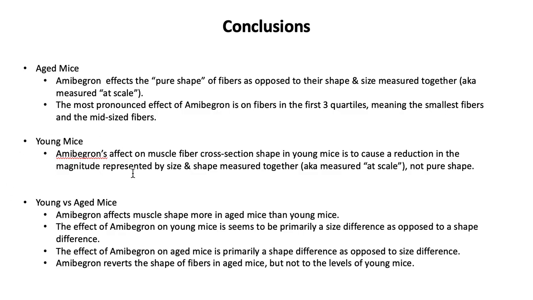In terms of conclusions, you can read the details at the top here, but there's some redundancy, so I'll just highlight the bottom points. The amibigrine affects muscle shape more in aged mice than it does in young mice. The effect of amibigrine in young mice is primarily a size difference as opposed to a shape difference, while the effect of amibigrine on aged mice is primarily a shape difference as opposed to a size difference. And lastly, amibigrine reverses the shape of fibers in aged mice, but not to the levels of young mice.